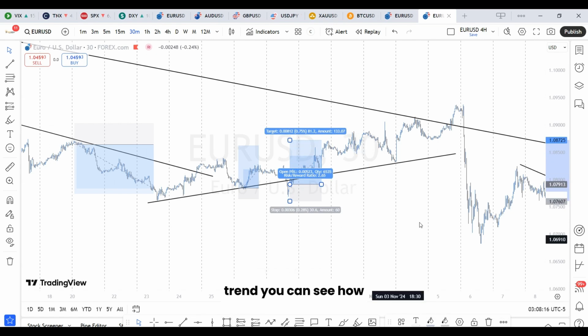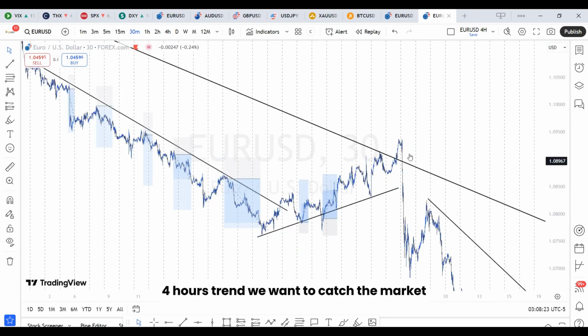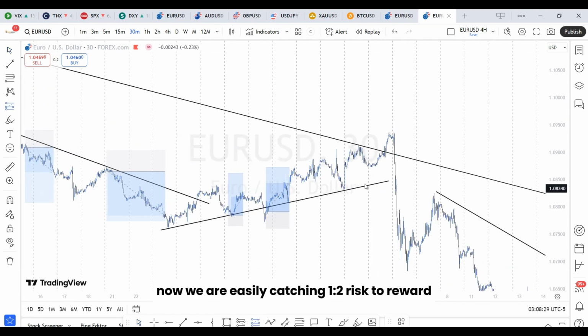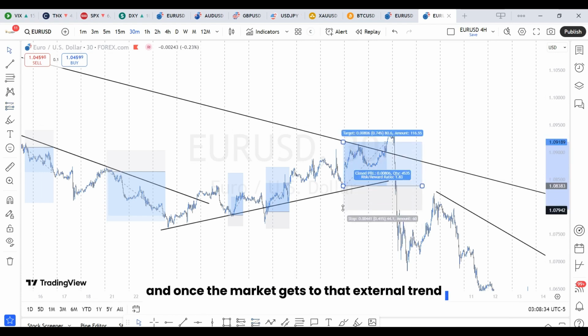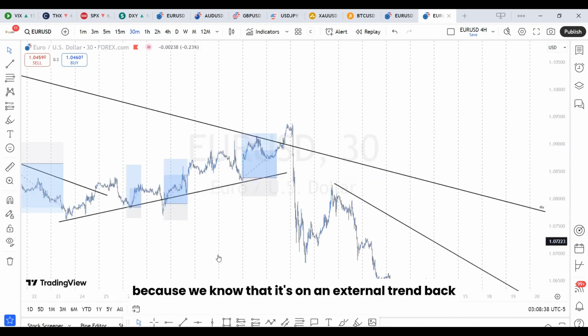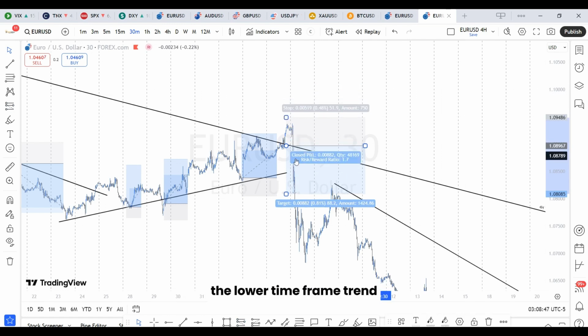So for this internal trend, we know that the market has been trending all the way from this external 4 hours trend. We want to catch the market pulling back to the external trend. Now we are easily catching 1:2 risk to reward all the way back to this external trend. And once the market gets to that external trend, we want to be getting out. We don't want to be looking for trend again, because we know that it's on an external trend back, which is the 4 hours time frame trend. And we know that the 4 hours time frame trend is stronger than the lower time frame trend.